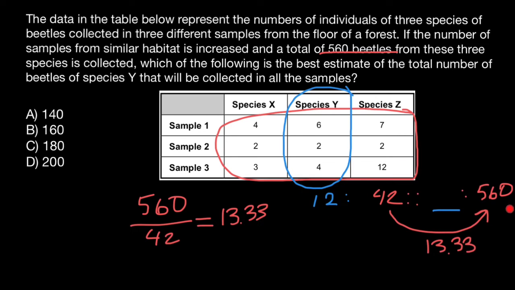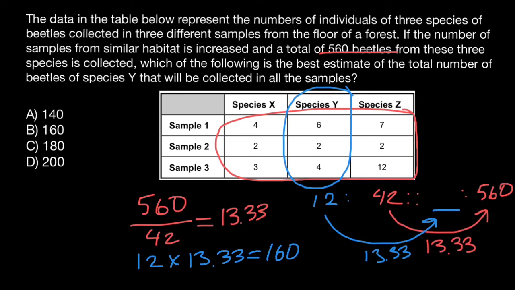A proportion is equality of two ratios. So that means that this number here has to be also 13.33 times bigger than this one. Or this one has to be 13.33 times smaller than this number. So how we are going to find the unknown? We just have to multiply 12 by 13.33, and we are going to get 160. So 160 is going to be our unknown number, and as you see, this is answer B.